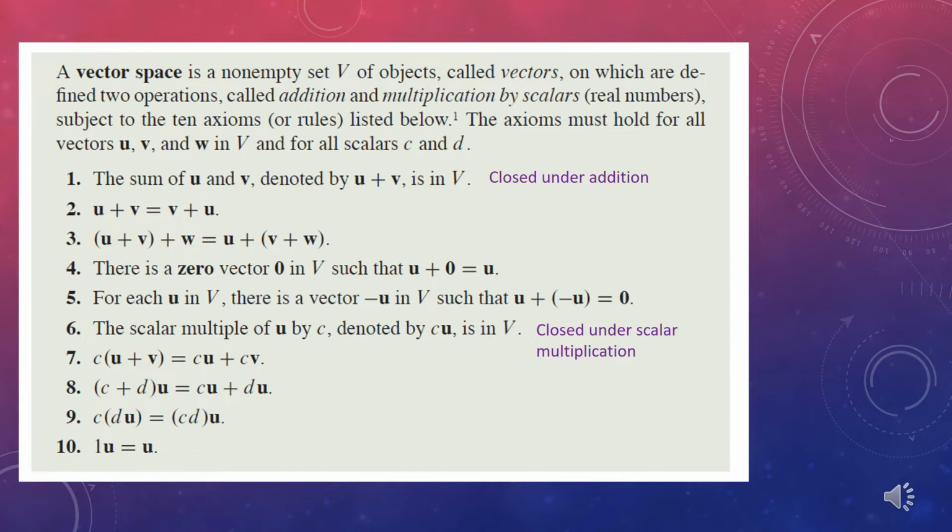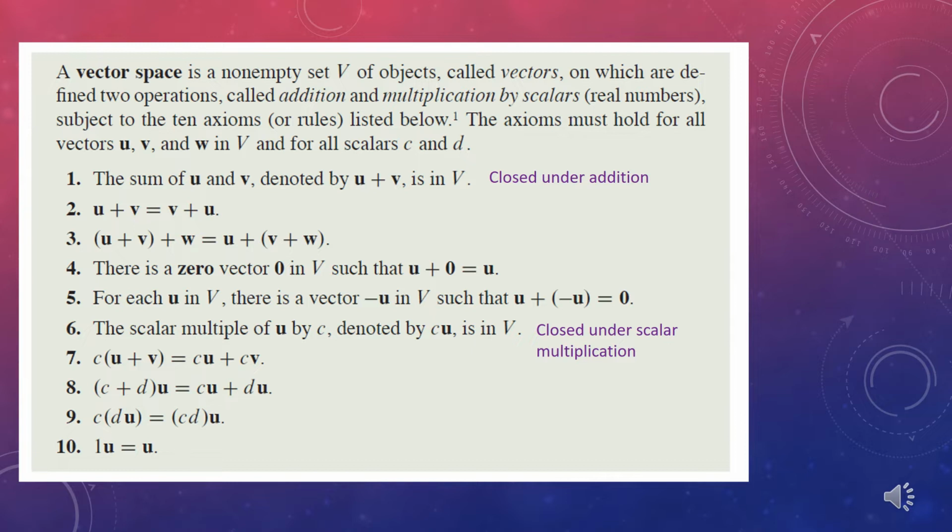Another important axiom is also given a name, and it's called closed under scalar multiplication. Similar to the idea of closed under addition, if you multiply by a scalar, that result has to stay in the set. So take any vector in your vector space, take any scalar that you have defined, and if you multiply according to however you're defining multiplication, that item has to stay in your vector space. So that's called closed under scalar multiplication.